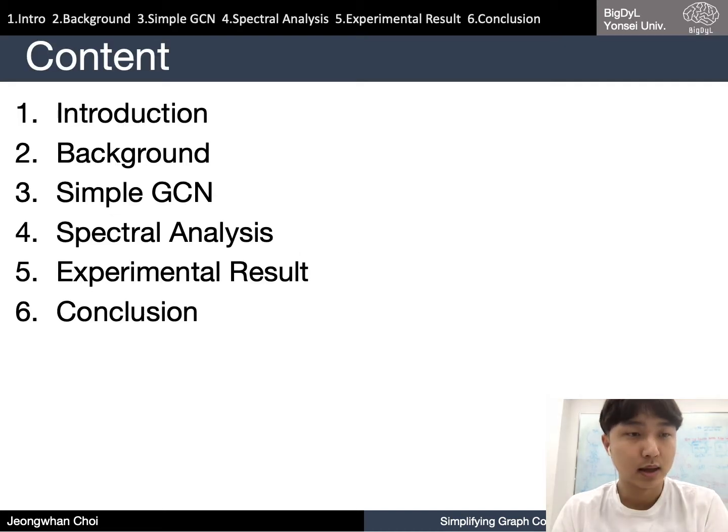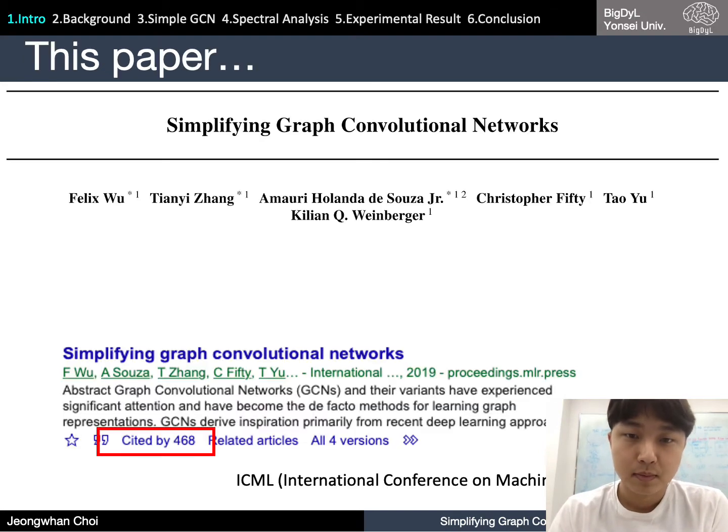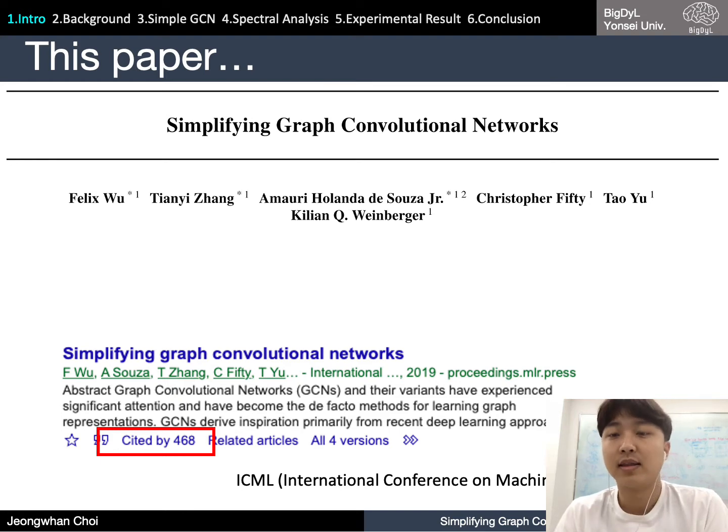The table of contents is as follows. This paper, Simplifying Graph Convolutional Networks by Felix Wu, was presented at ICML two years ago. This work is popular and widely cited in the GCN field due to its simple method.